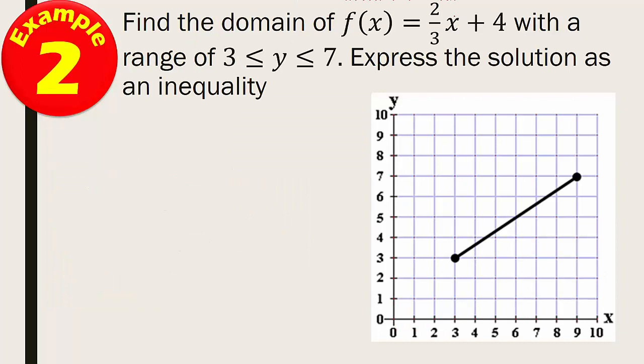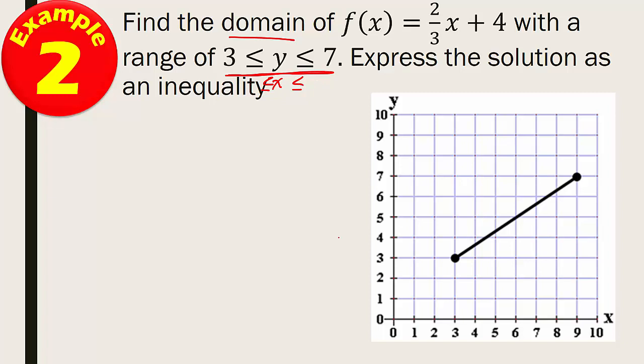All right, so we have to find the domain of this function with a range of y is greater than or equal to 3 but less than or equal to 7. We have to express the solution as an inequality. So basically, our domain, because we need to find the domain, is going to be in the same format as this, but because we're talking about domain, this will be an x instead of a y. So it's going to have this same format. The only two things that are going to be different is your smaller number is going to be here, your larger number is going to be here.